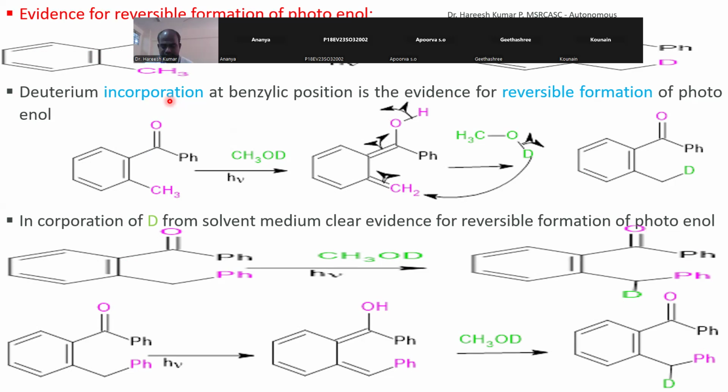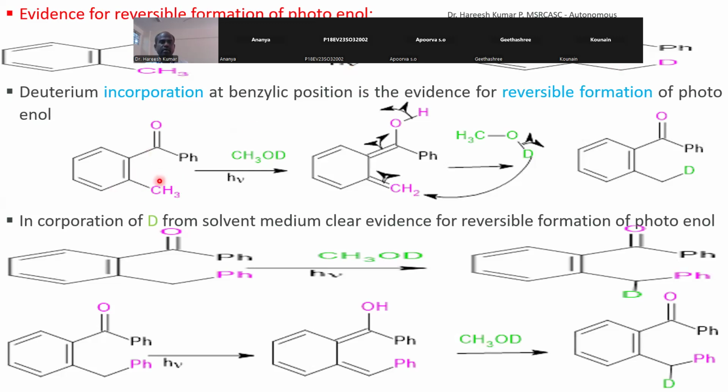For that evidence, suppose photoenolization is carried out in the presence of deuterated methanol. In such a case, what will happen? The ortho substituted hydrogen will be replaced with deuterium. So if the alpha deuterated substituted product is formed, this indicates photoenolization.